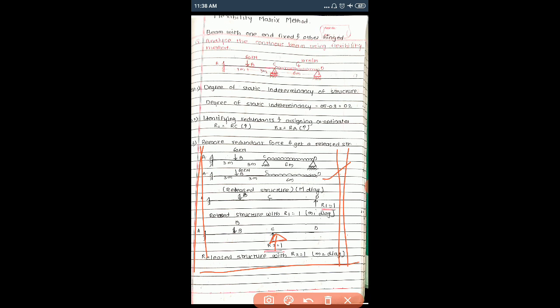Now one question arises over here: why we haven't considered any movement as a redundant. Okay, I'll tell you. For the simplification of the numericals and for time being, we have considered only reactions as redundant. You can consider movement as redundant, but it will take more time than the reactions. Redundant means the unknown values.